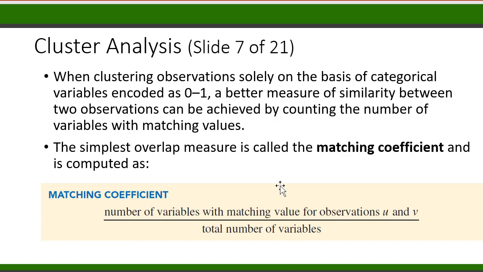So the simplest overlap measure is called a matching coefficient. To calculate that, you'd have the number of variables with matching values for your observations, U and V, divided by the total number of variables. Makes sense. How many of them were the same divided by a possible number. So if you got a 1 there, then that would be exactly the same.